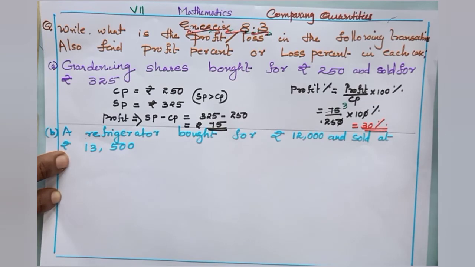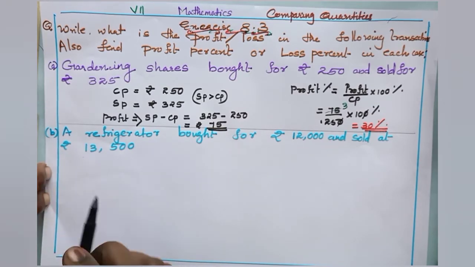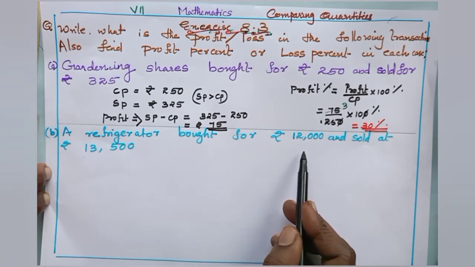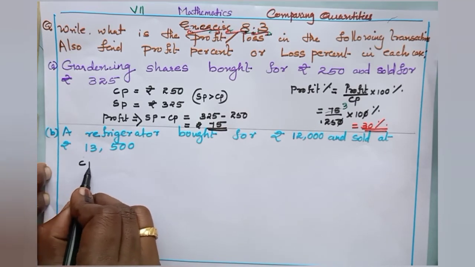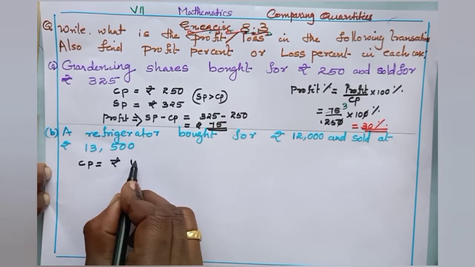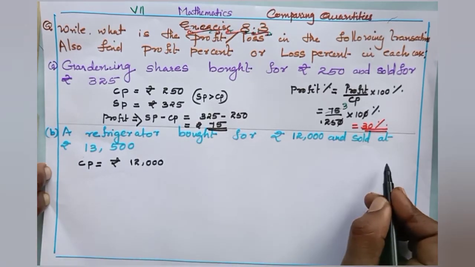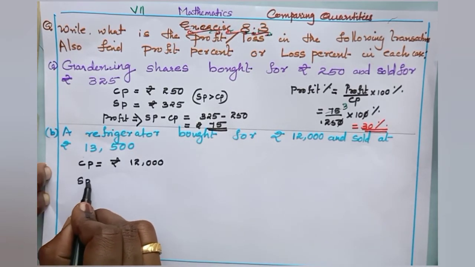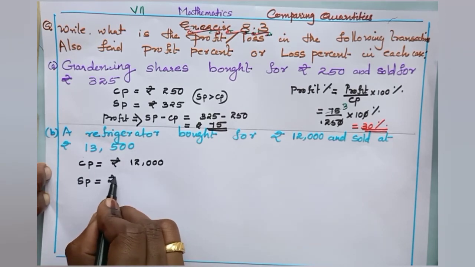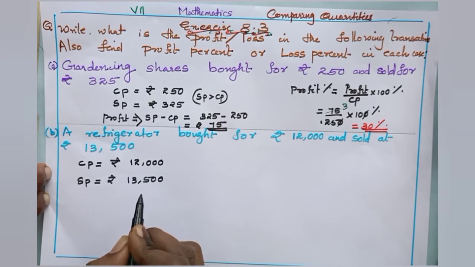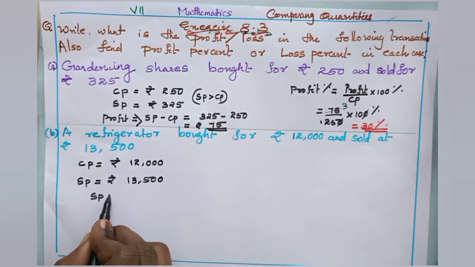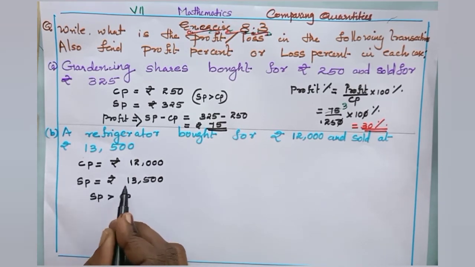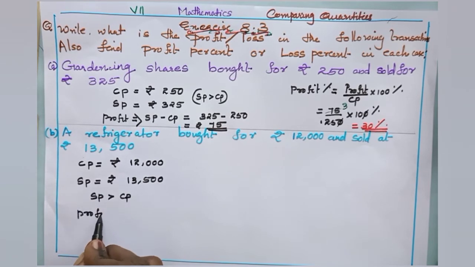Okay, listen, the next question. A refrigerator bought for rupees 12,000. So the bought price is the cost price, which is rupees 12,000, and sold at rupees 13,500. Sold at means selling price, which is rupees 13,500. Which is greater? Yes, the selling price is greater than the cost price, which means he got a profit.